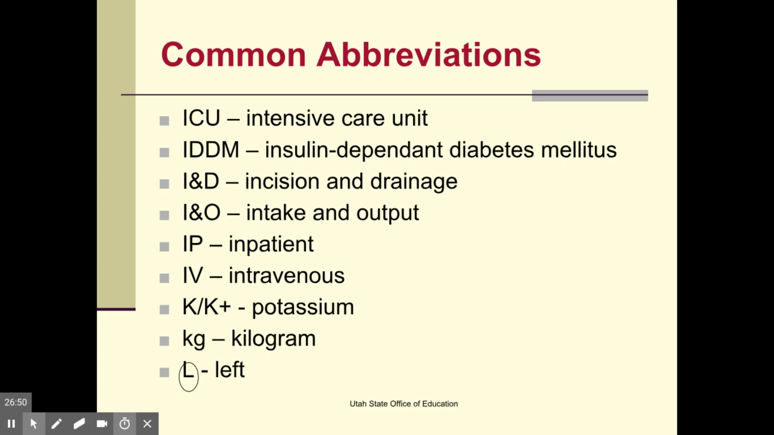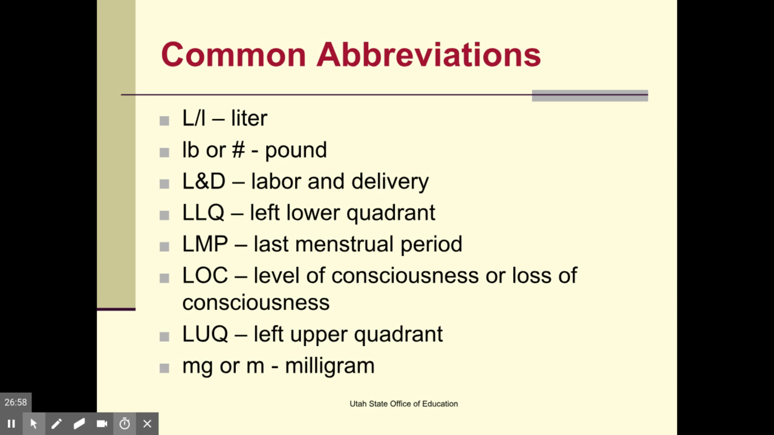Potassium is usually written as a K. Kilogram is kg. You guys should know that. Left will be written as a capital L. Right will be written as a capital R. Liter, we usually write as a small l. So like a patient's getting 3 liters of oxygen, 3 liters of O2 via NC, which means nasal cannula. O2 is oxygen.